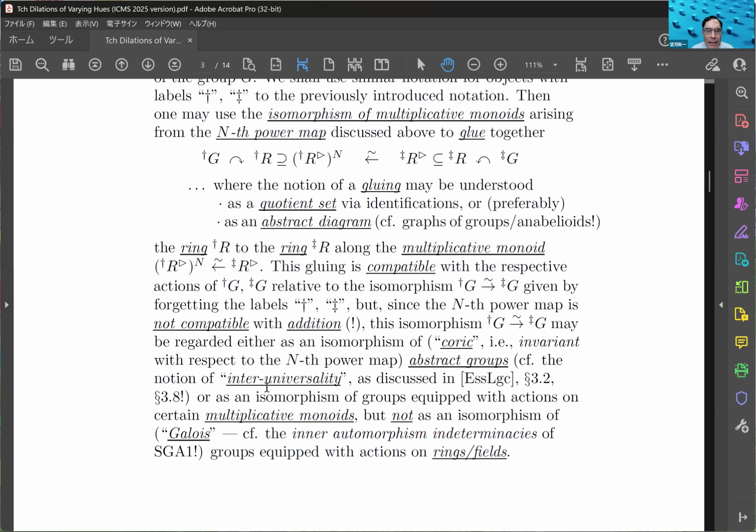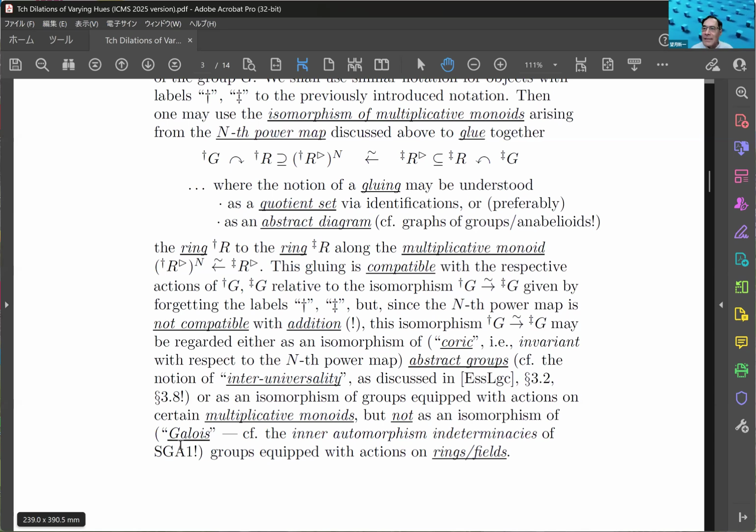inter-universality. Here, the universe refers to Grothendieck universes of the sort that occur when one considers topoi such as Galois categories. And the nature of the indeterminacies that arise here, from the fact that one can only consider these copies of G as abstract groups, is entirely at a foundational level, qualitatively similar to the inner automorphism indeterminacies of SGA1.